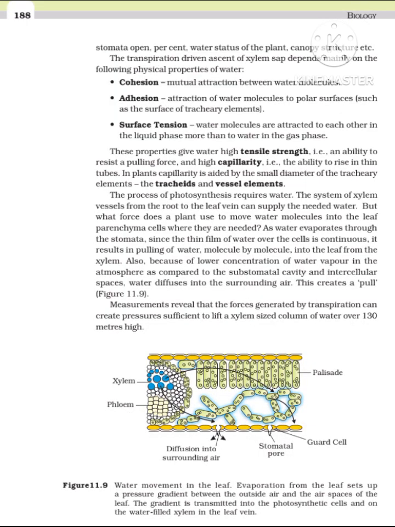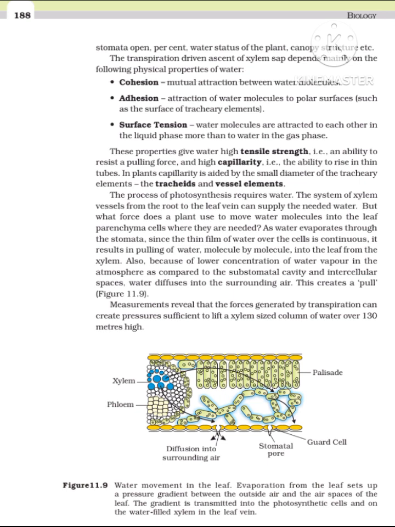The transpiration-driven ascent of xylem sap depends mainly on the following physical properties of water: cohesion, mutual attraction between water molecules; adhesion, attraction of water molecules to polar surfaces, such as the surface of tracheary elements; surface tension, water molecules are attracted to each other in the liquid phase more than to water in the gas phase. These properties give water high tensile strength, i.e., an ability to resist a pulling force, and high capillarity, i.e., the ability to rise in thin tubes. In plants, capillarity is aided by the small diameter of the tracheary elements, the tracheids and vessel elements.